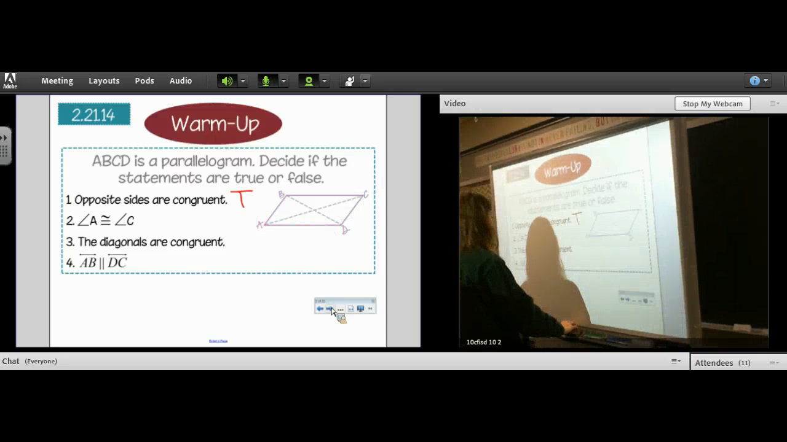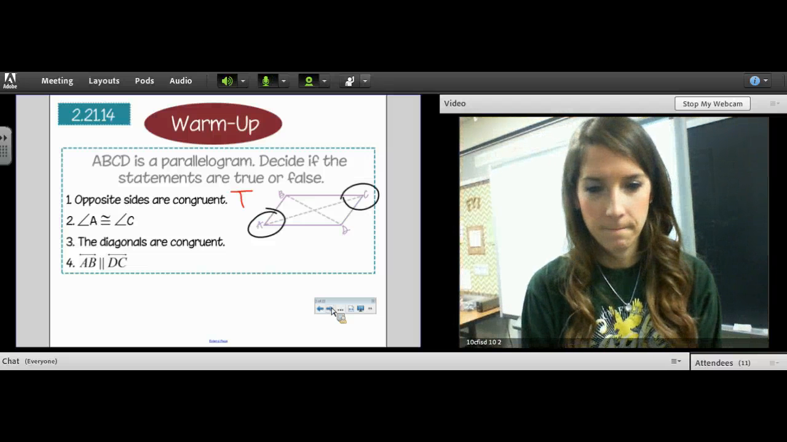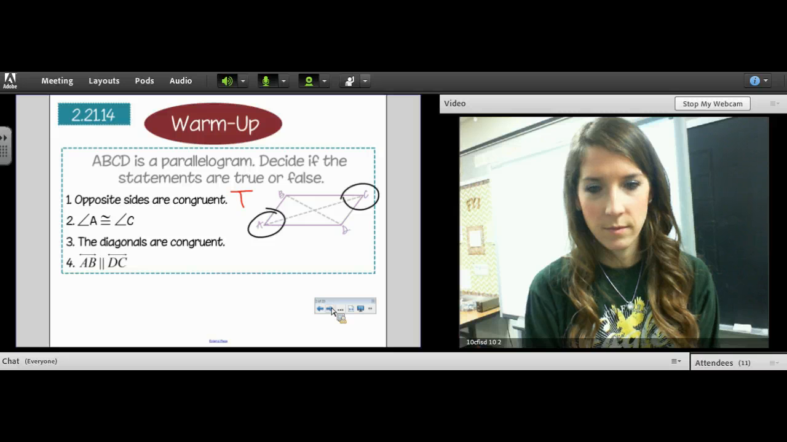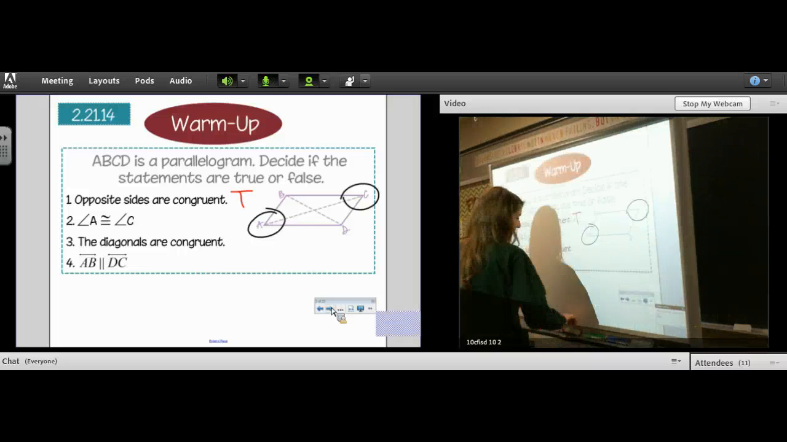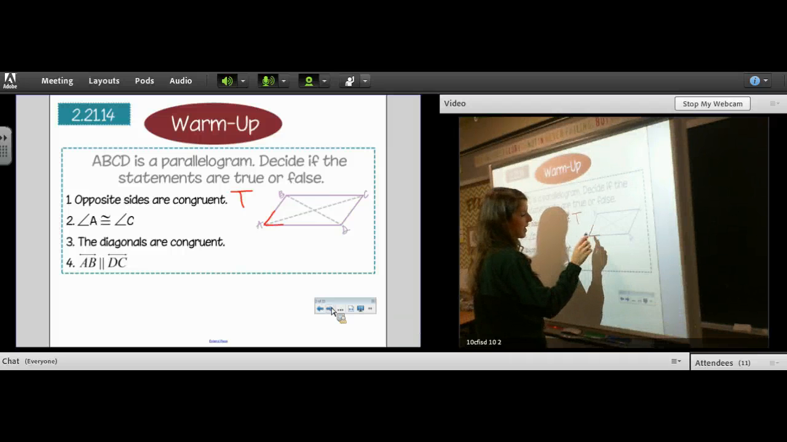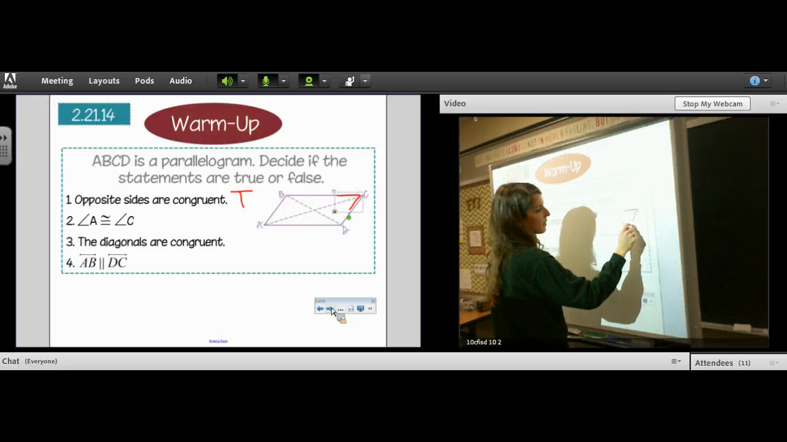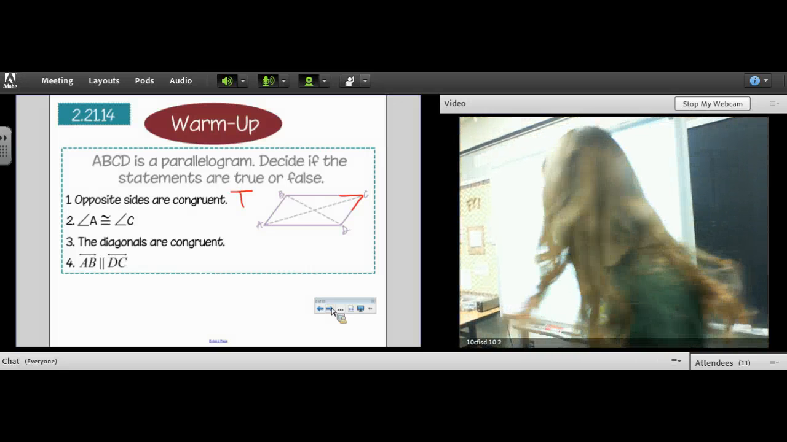Next one, angle A is congruent to angle C. True or false? What do you think? Let's test it out. Angle A, is that going to be congruent to angle C? Whoa! Perfect match. Couldn't be more perfect, so that's another true statement.